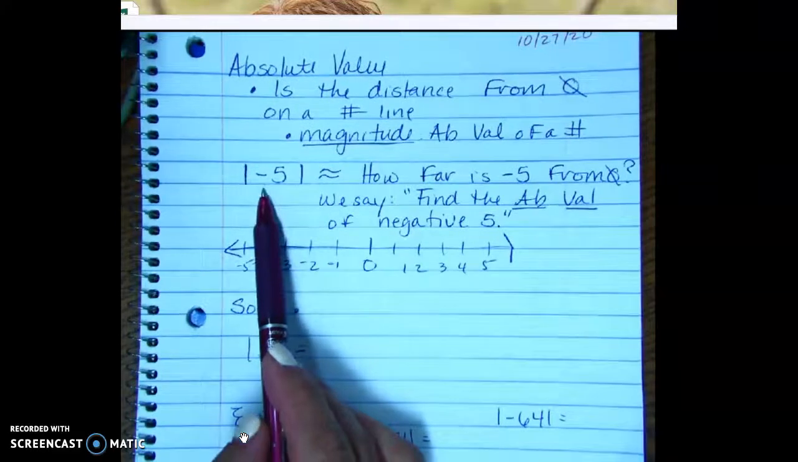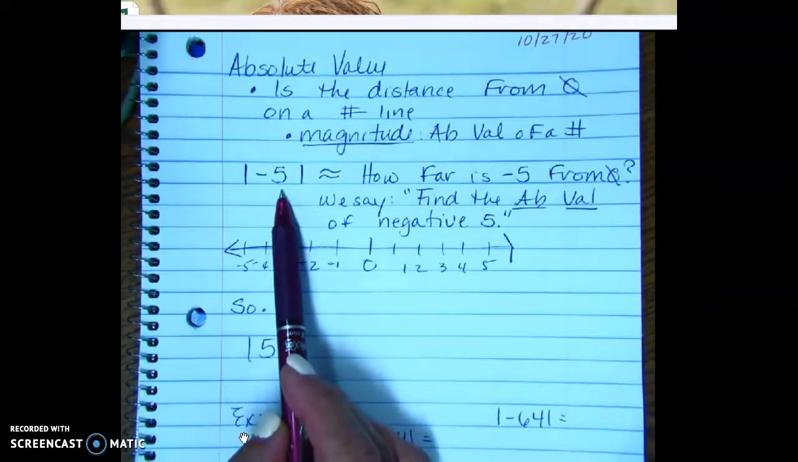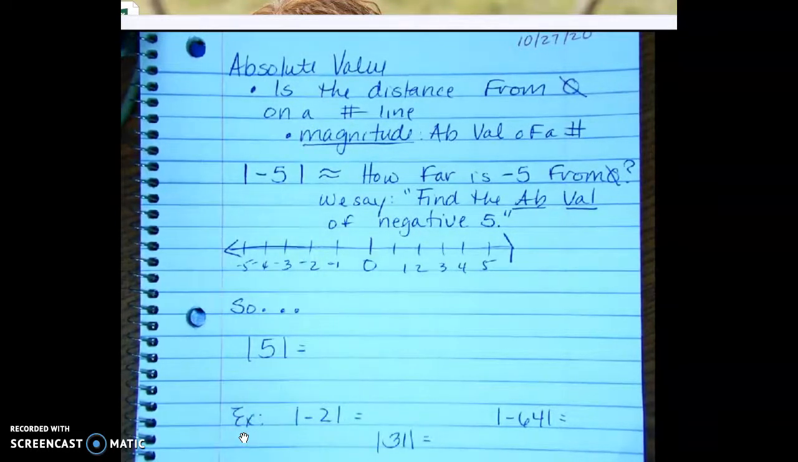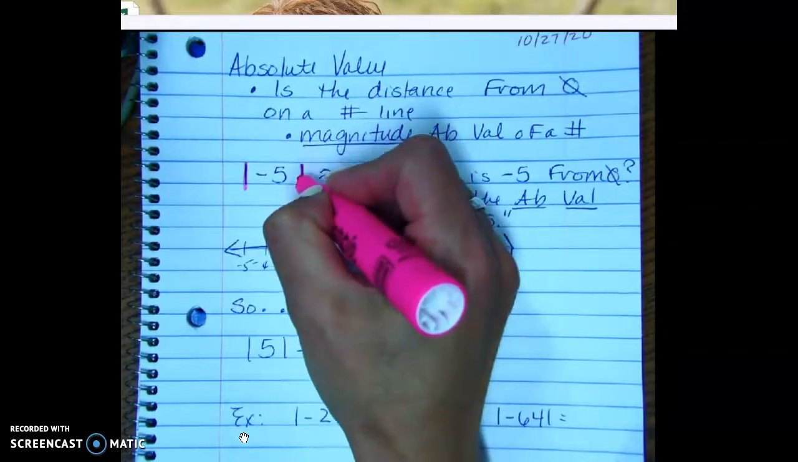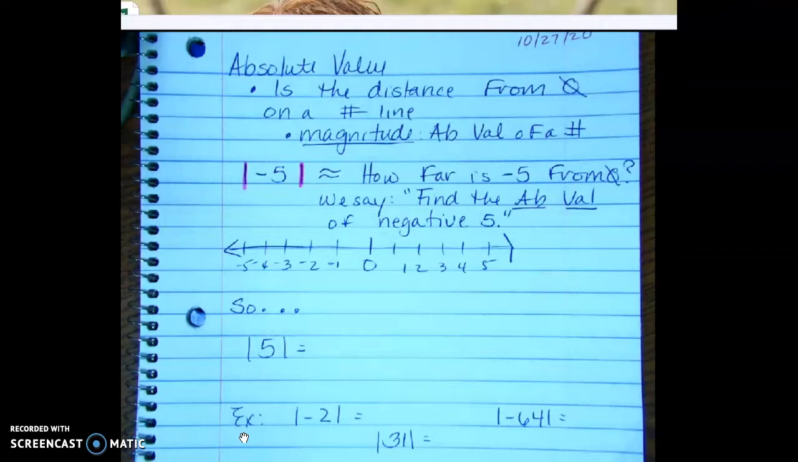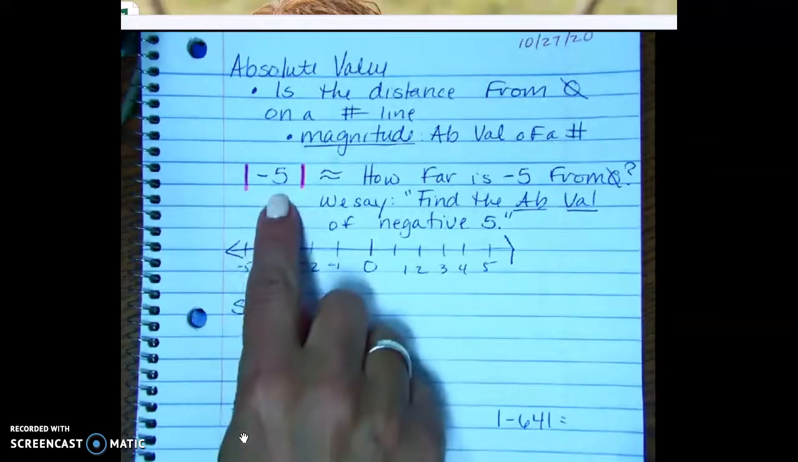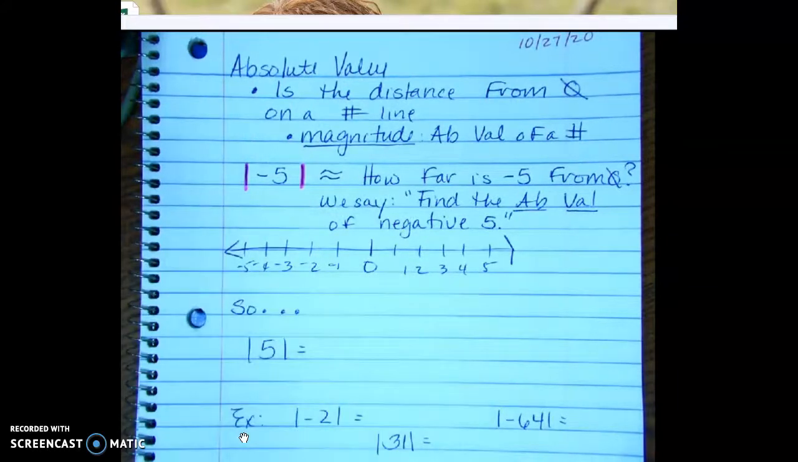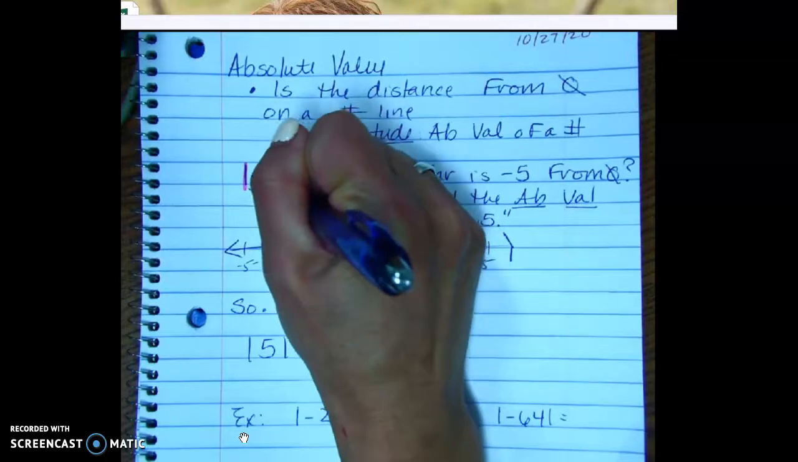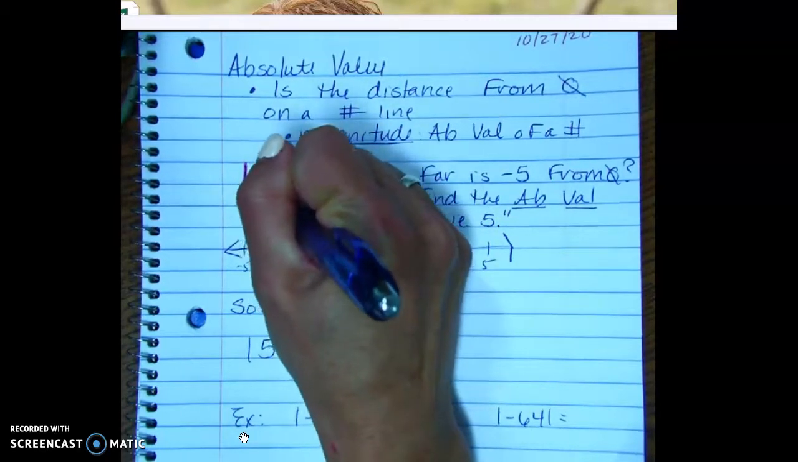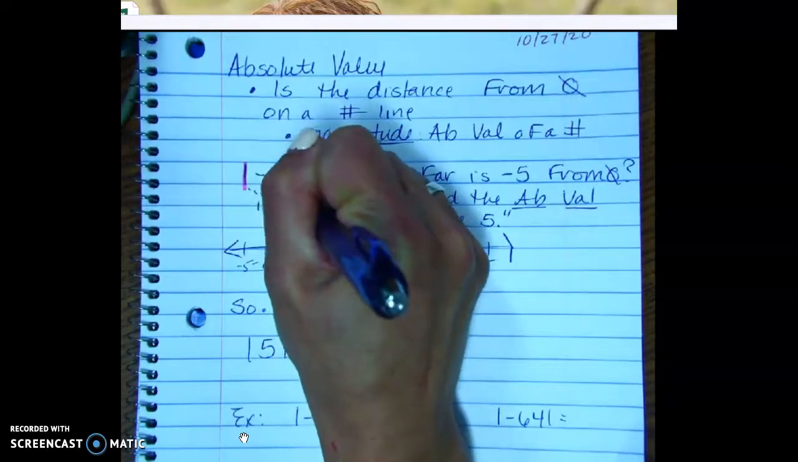Okay, so we're going to take a look here at what it looks like. This is the example of absolute value. When you see these bars that are straight and are surrounding a number, whether it's negative or positive, that is an indicator. This indicates that it's absolute value. That's what you're looking for.